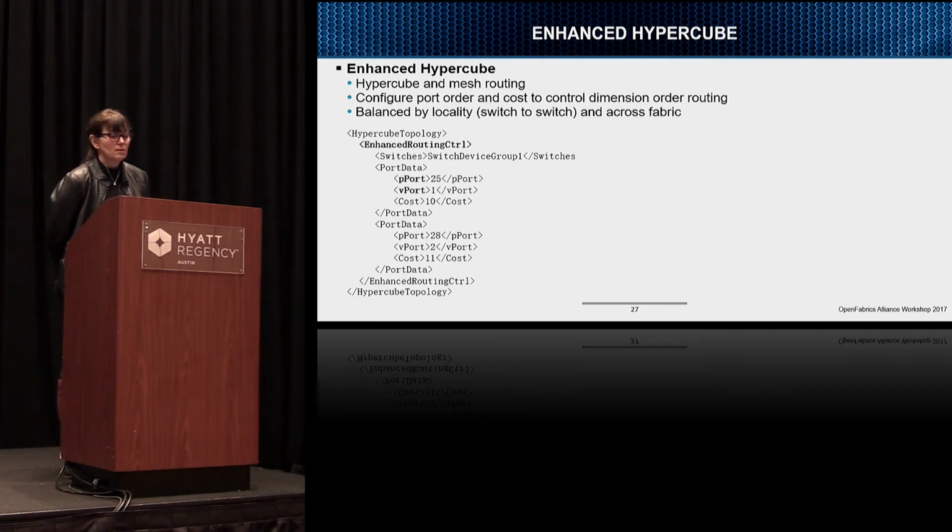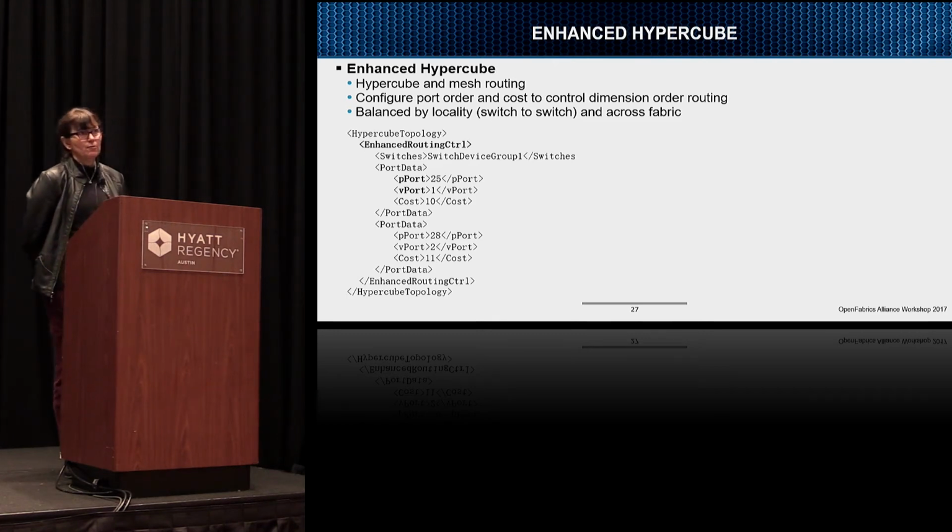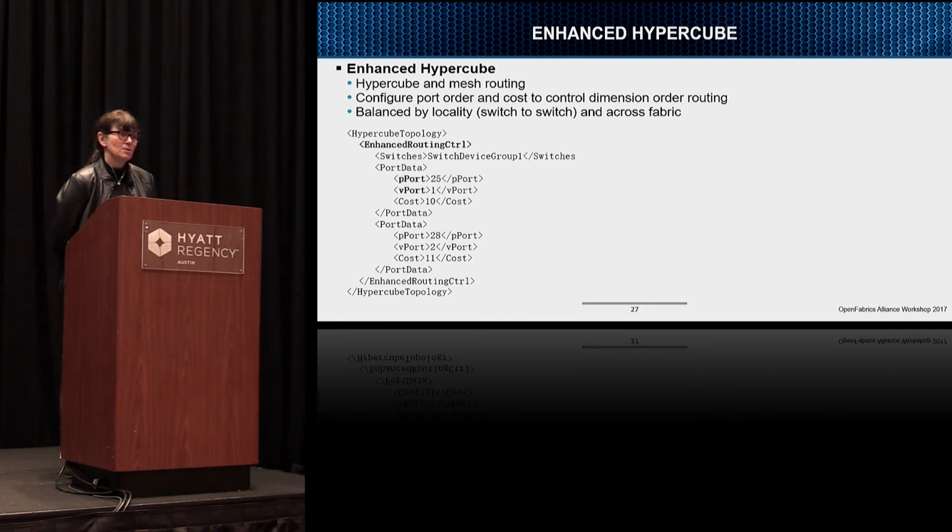We also have something called enhanced hypercube support. With enhanced hypercube support, you can configure port order for routing as well as cost to influence the dimension order routing of the fabric. In this case, you can see a physical port was assigned virtual port 1 at a cost of 10, and this information is used for setting up the dimension order routing in the master hypercube. It is also balanced by locality so that your nearest neighbor routing is optimized.